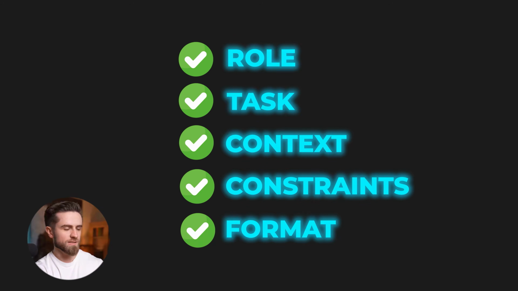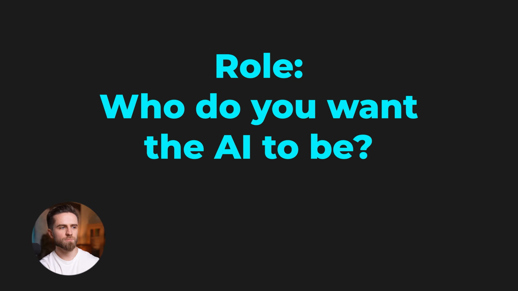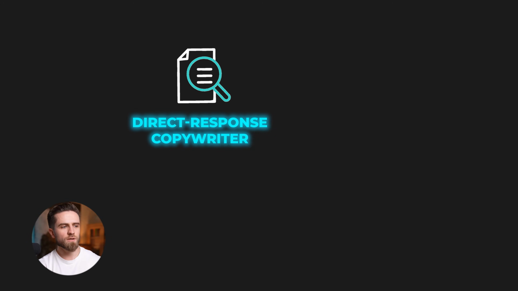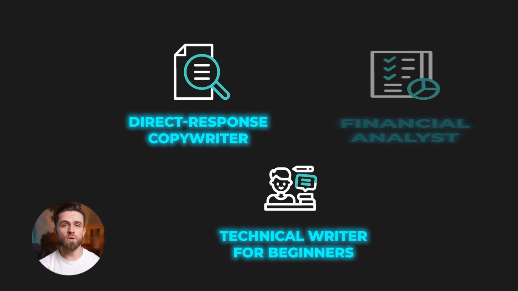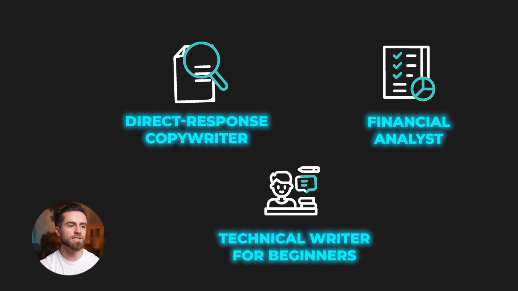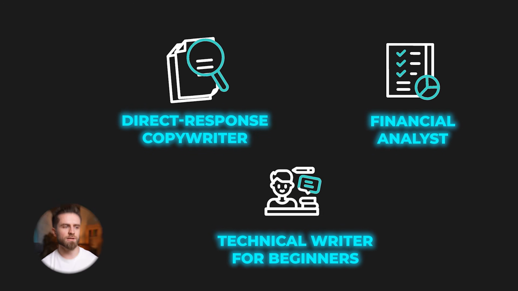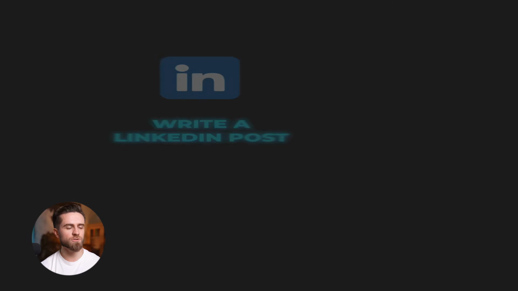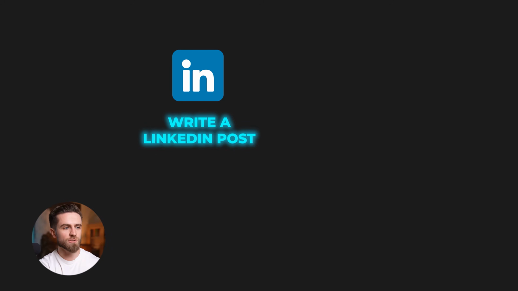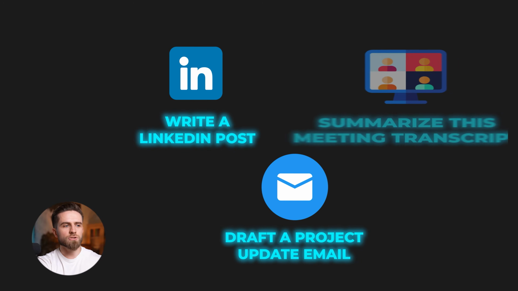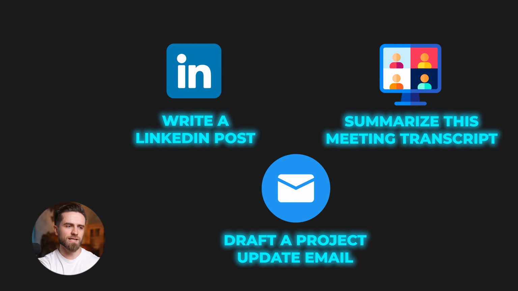Here's what each box does. Role, who do you want the AI to be? You are a direct response copywriter. You are a technical writer for beginners. You are a financial analyst. One sentence sets the expertise level and perspective. Task, what do you actually want? Start with a verb. Write a LinkedIn post, draft a project update email, summarize this meeting transcript. Be explicit.